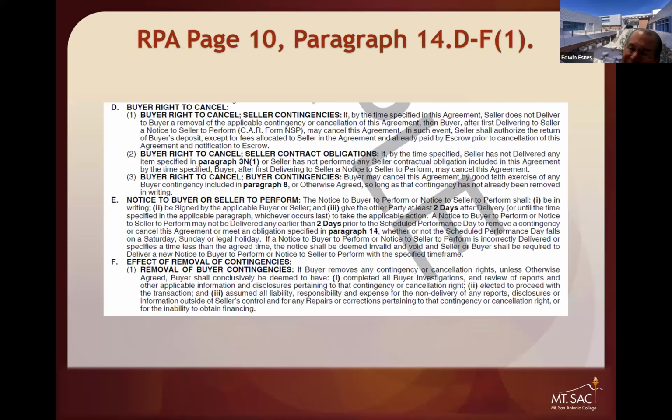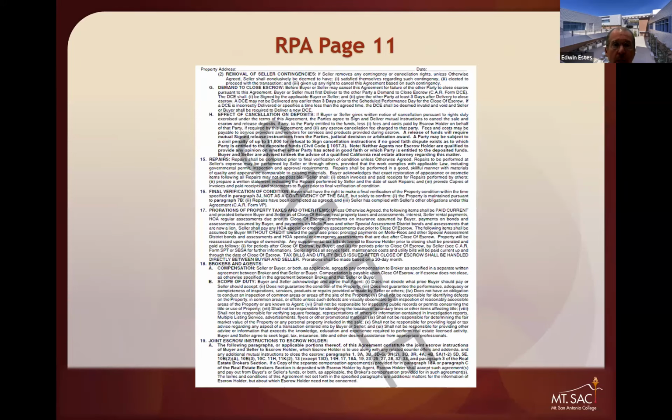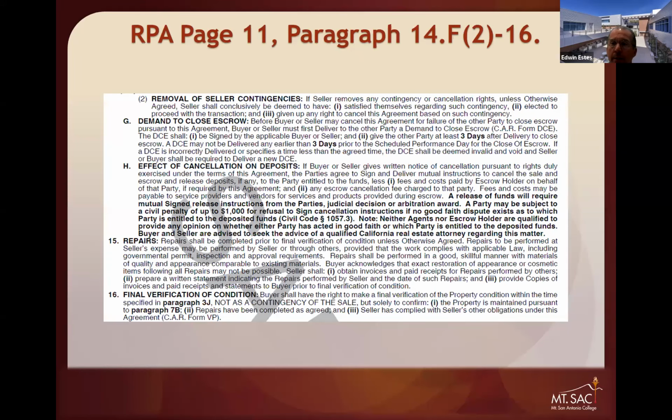But that's at the end of the transaction. Okay, that doesn't have anything to do with removal of contingencies. That's at the end of the escrow. We're at the closing date, and for whatever reason, the buyer's not performing. Before the seller can cancel, they got to give this demand to close escrow to the buyer. All right. And there it is under G, demand to close escrow. I was a little premature in my explanation, but it's housed in paragraph 14.